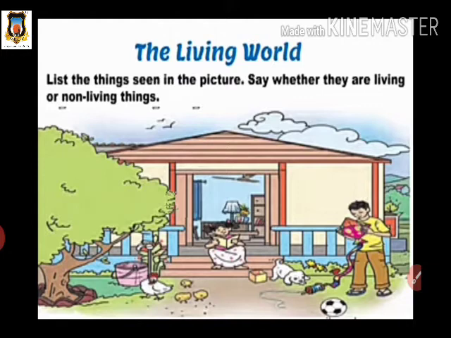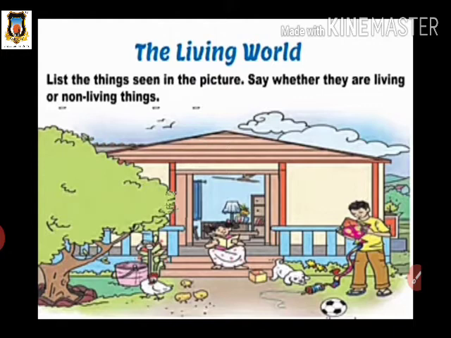First, let us classify these things as living or non-living. Out of these, the tree, the small boy and girl, the puppy, the hen and her chicks are living things. Also, the birds flying in the sky are living things. The small flowering trees and the grasses on the ground are also living things.